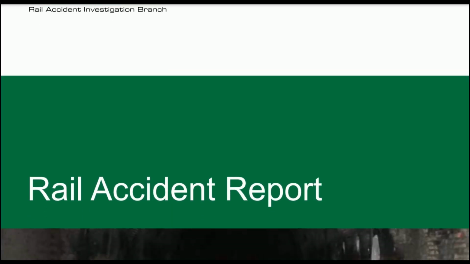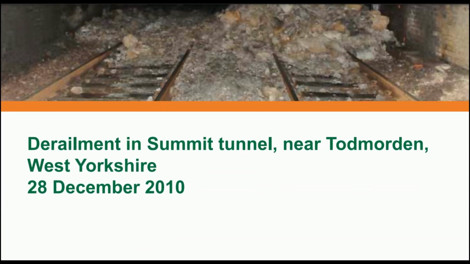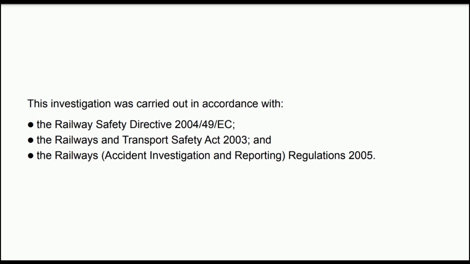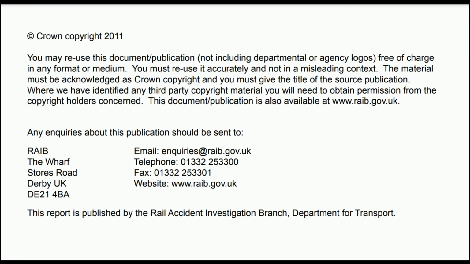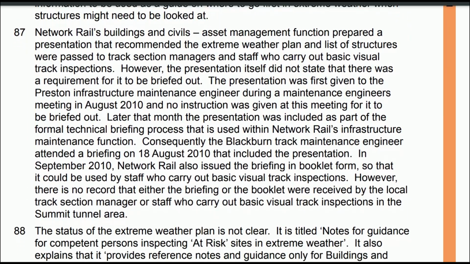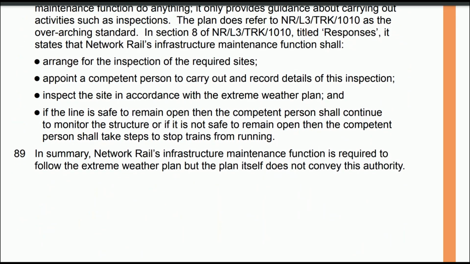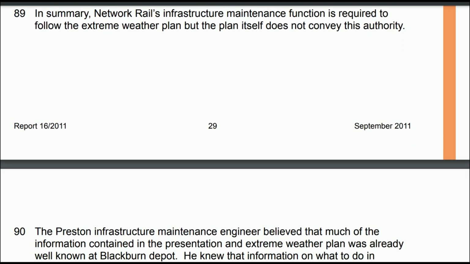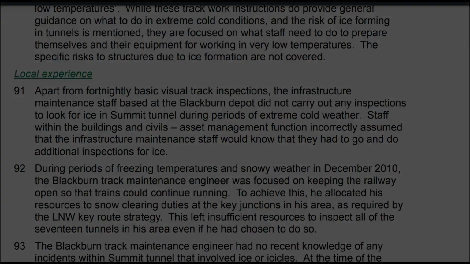Reading from the report, the RIAB advised the plan to be devised, aimed to provide infrastructure maintenance staff who go out on the railway each day with guidance relating to buildings and civil engineering assets such as earthworks, drainage and structures. This included advice on what to look for during extreme weather and explained the purpose of the list of structures at risk. Ice in tunnels was identified as a specific risk, and the guidance gave general advice on what infrastructure maintenance staff should do.